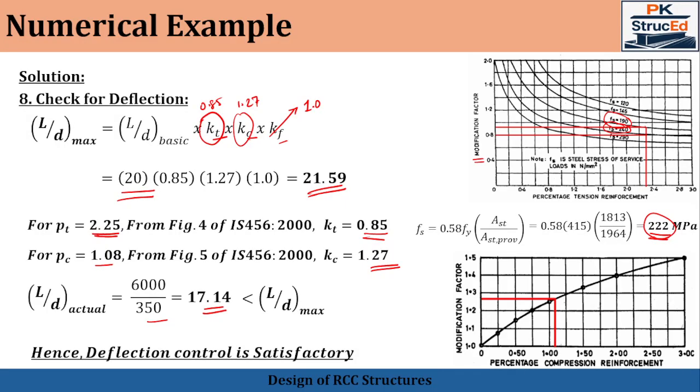So far we have discussed the design of RCC beams using the limit state method, starting from singly reinforced beams and then moving on to doubly reinforced beams, as beams are one-dimensional flexural members that primarily carry loads along their span. In the next lecture, we'll move to another very important structural element called RCC slabs, which are two-dimensional flexural members used extensively in buildings.